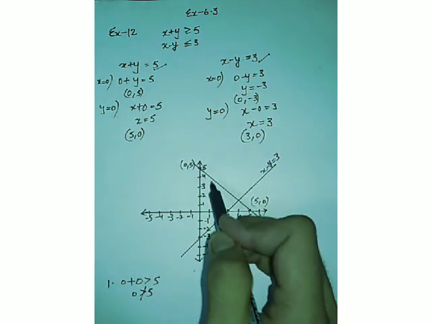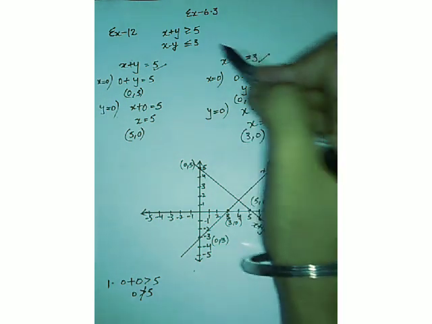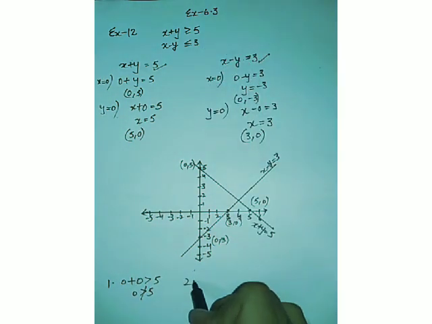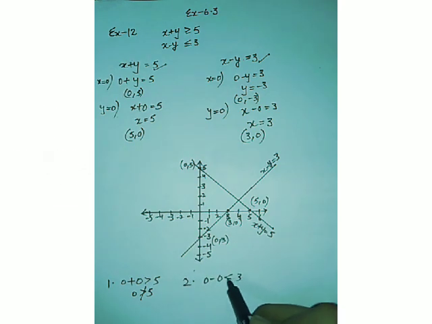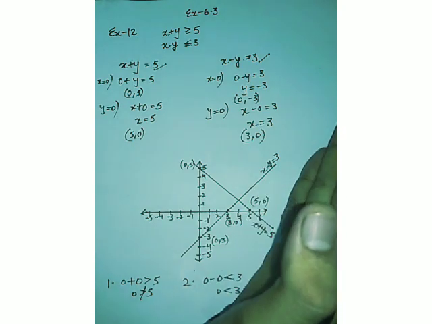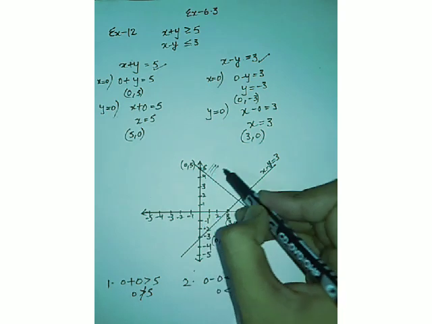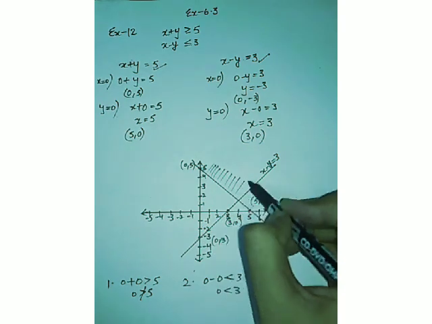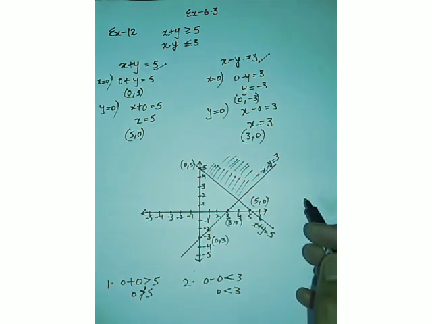So that is why this region will not be shaded for this line, only this region is shaded. Now talking about this line, again satisfy this point, you will get 0 minus 0 less than 3, 0 is less than 3, so it's right. So for this line the region shaded will be on the left hand side, so this region is again common, so by any of the methods the shaded region will be this region only.